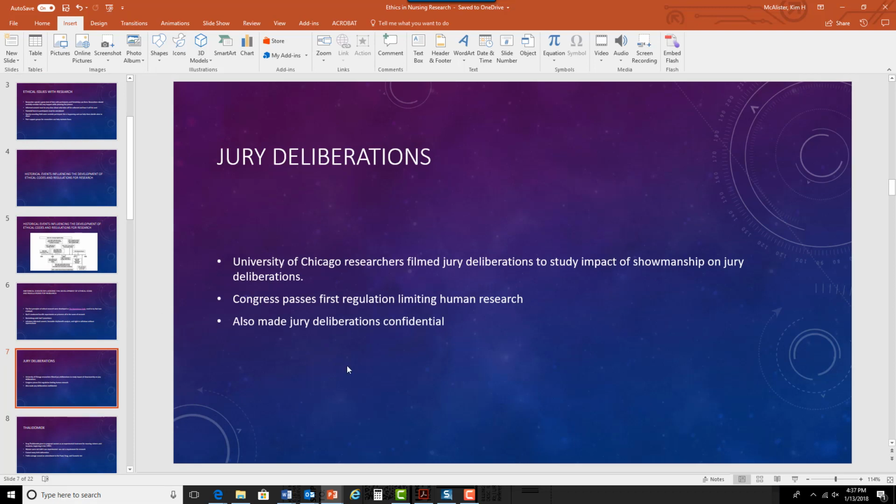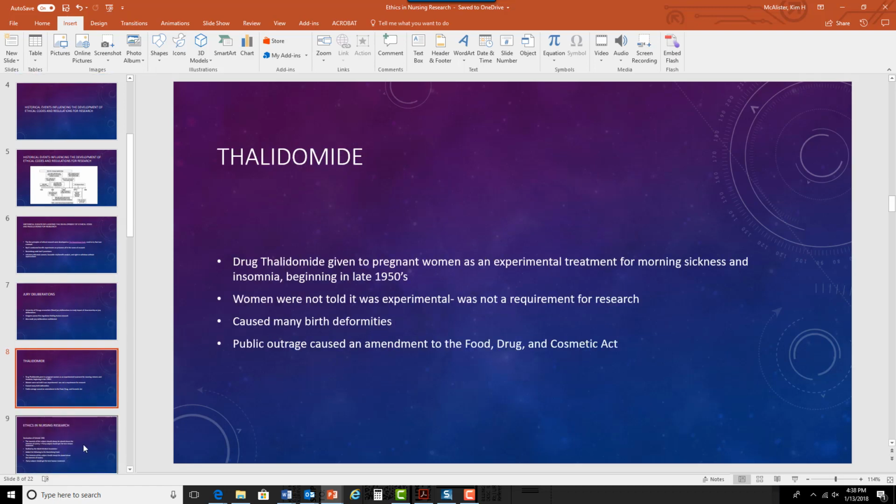Another event that helped fuel all of this was something that happened at the University of Chicago. They decided to film jury deliberations to see how the actions of the attorneys in the case impacted the outcome of the deliberations. And this resulted in the first U.S. regulation on limiting human research. And the other side effect of this is that it made jury deliberations confidential.